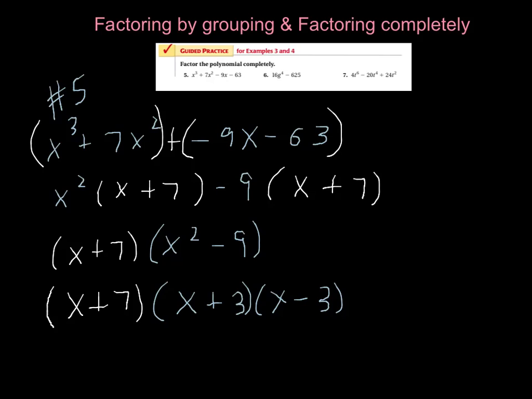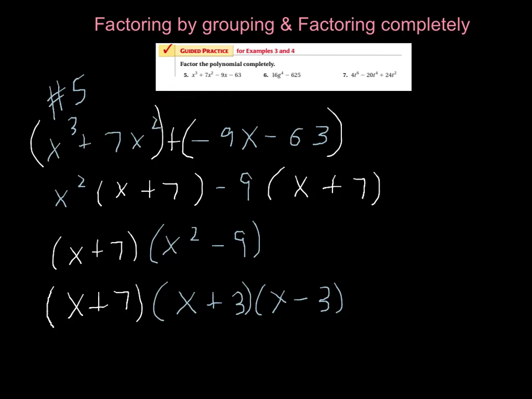We're going to be making a series of slides now to help you with factoring by grouping and factoring completely, which essentially just means keep factoring until you can't factor anymore. I'm going to start with number 5, as listed here on the slide, x to the third plus 7x squared minus 9x minus 63. This problem right here.